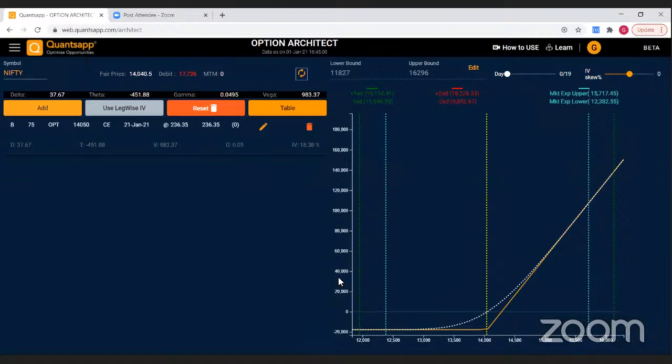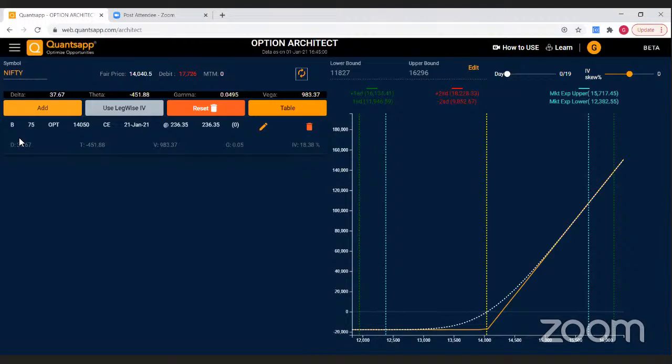After adding one leg, I'm looking at how the payoff is and how the option Greeks of these strategies look. As we all know, while doing options, looking at the option Greeks is one of the very important factors. I would say lots of things depend on the option Greeks. The pricing of an option depends on the Greeks, how the Greeks are changing, and how different option Greeks are going to affect the option premium.